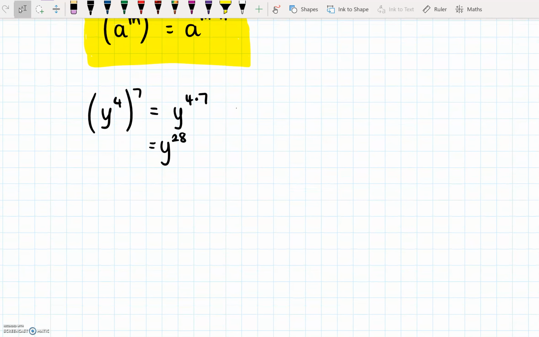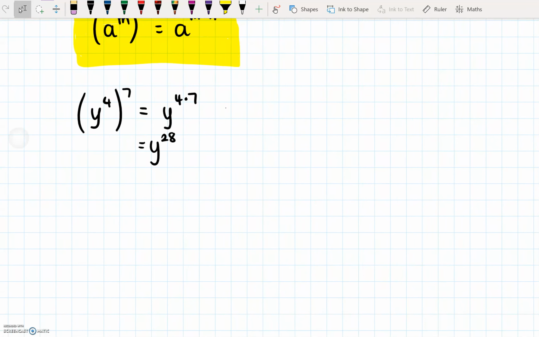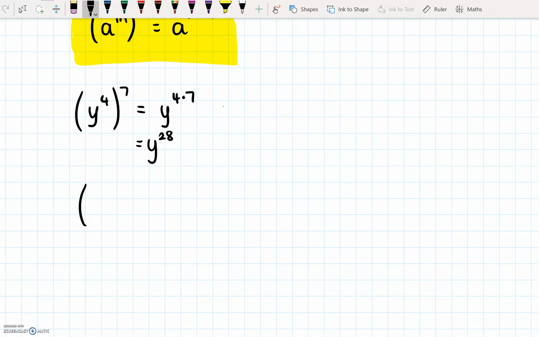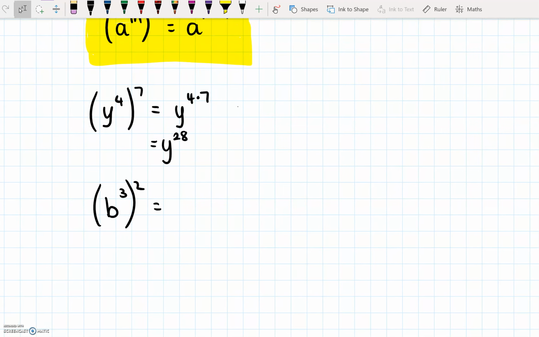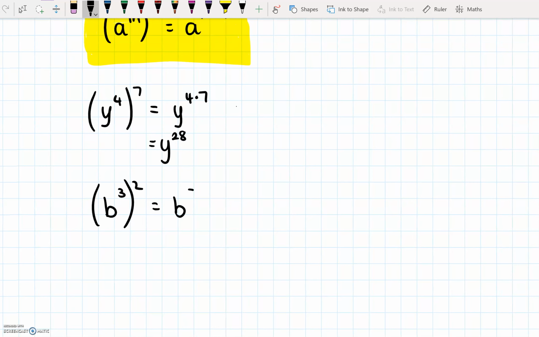Okay, one thing you do have to be careful of is people always make a mistake when they get to this one, b to the power of 3 squared. Okay, they go, oh, that's b to the power of 5. No, it's not, because you have to do b to the power of 3 times 2, and 3 times 2 is 6. People always come up with 5 there. Okay, so please be careful with that.